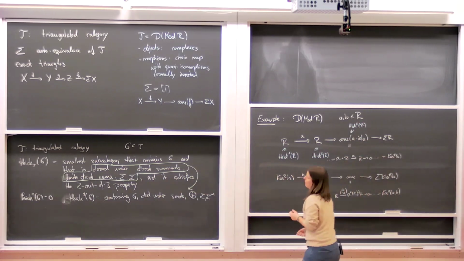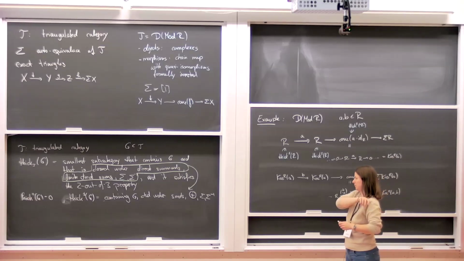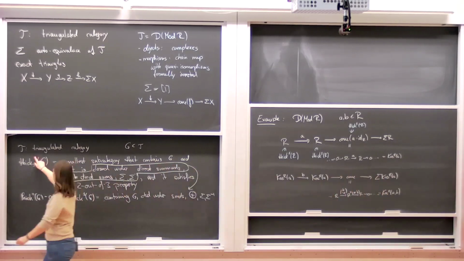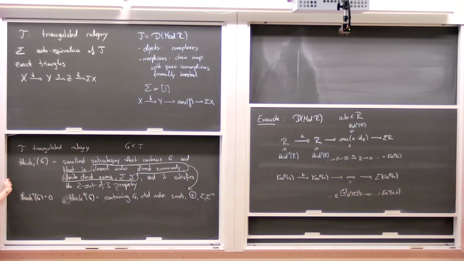I don't understand. Yeah. So thick 0 has the 2 out of 3 property, thick 1 doesn't. No, none of them have the 2 out of 3 property. Sorry, this one doesn't have a number. Okay. So these will turn out to give us a filtration. So at the end, this will be the union of all thick n's.